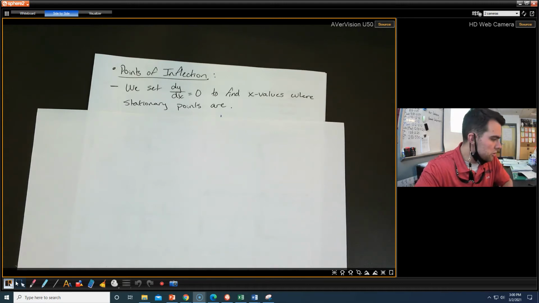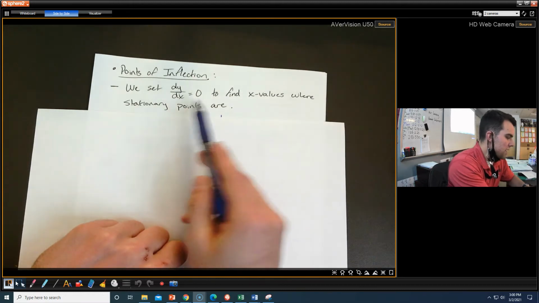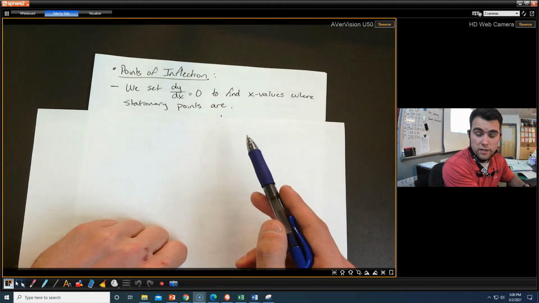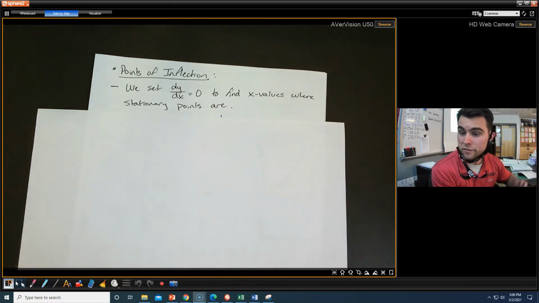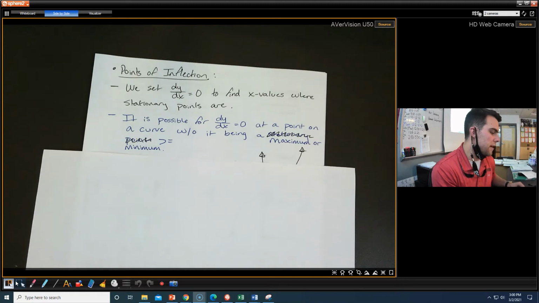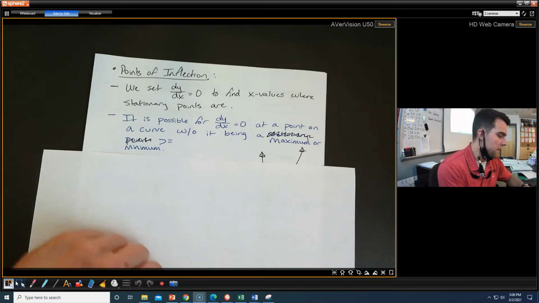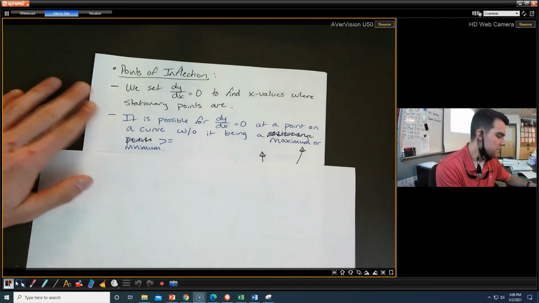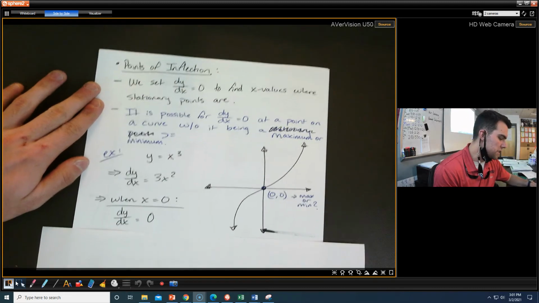So when we set dy dx equals 0 to find the x values where the stationary points are, it works for the most part, but it is possible that when dy dx equals 0 at a point on the curve, it might not be a maximum or a minimum. It's this point of inflection thing. So here's an example of that.